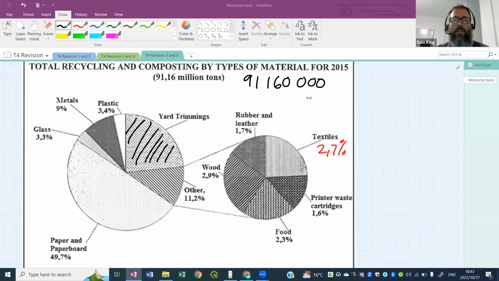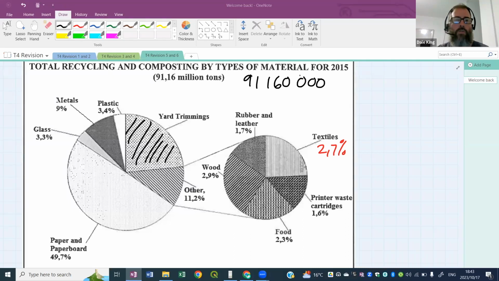Good job. Yes, well done. Tana, just check your decimal point there. It might be a 1,000 separator. I'm not sure, but let's try this one out.